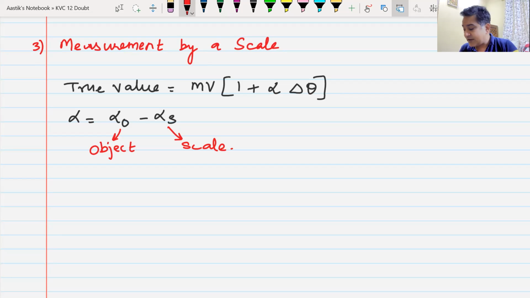The only questions that I have seen in JEE are where the object does not change its length, only the scale changes its length. But if they give the most tough question where the object also changes its length, then this is the formula you apply. If the object does not increase its length, alpha O becomes 0. Do we understand this? Yes, sir.